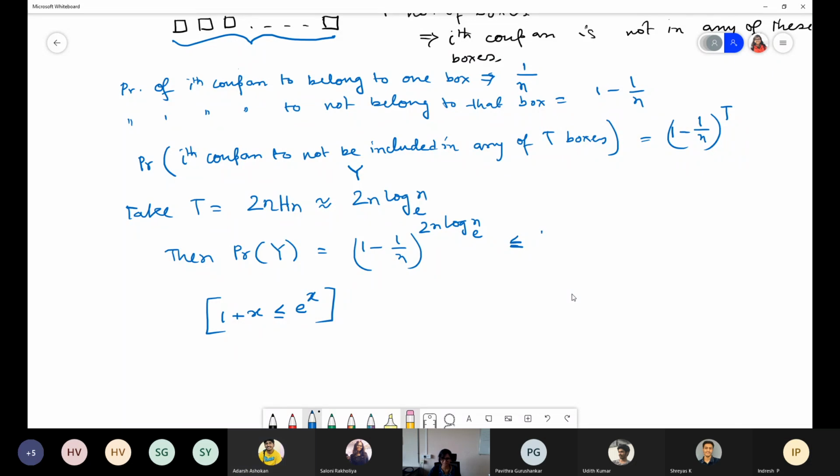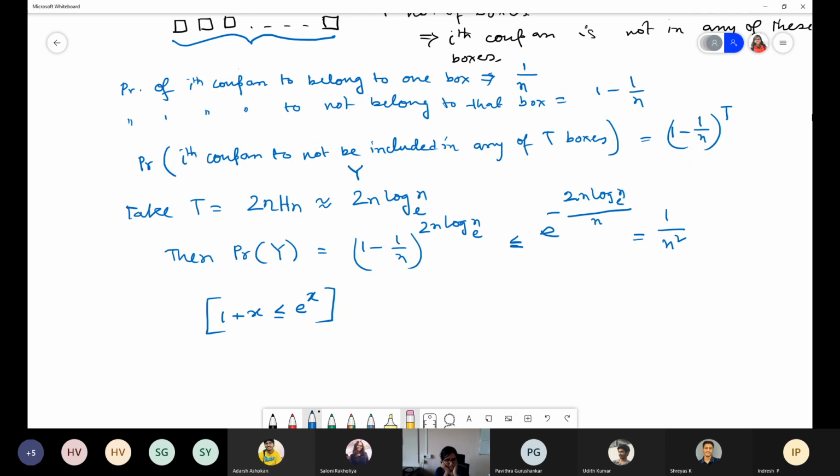So it is equal to e to the power minus this value. This is t, 2n log n base e by n, so equals to 1 by n square. This is the probability of the event. Which event? That the ith coupon is not included in any of the t boxes, even if I collect 2n Hn number of boxes. Now just split up the event.